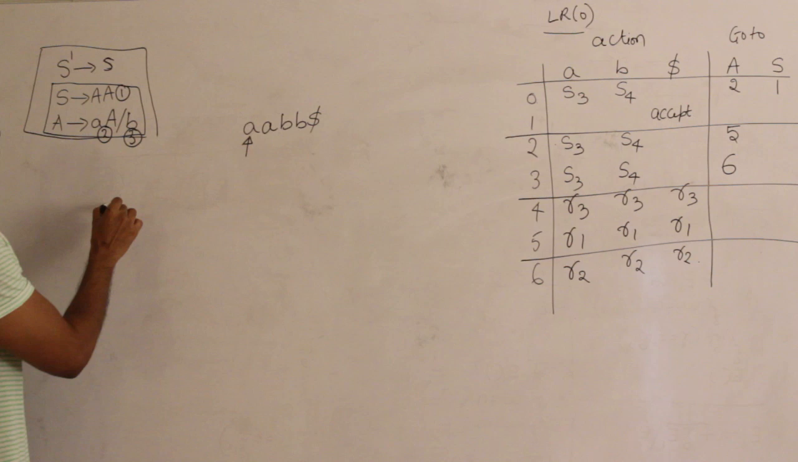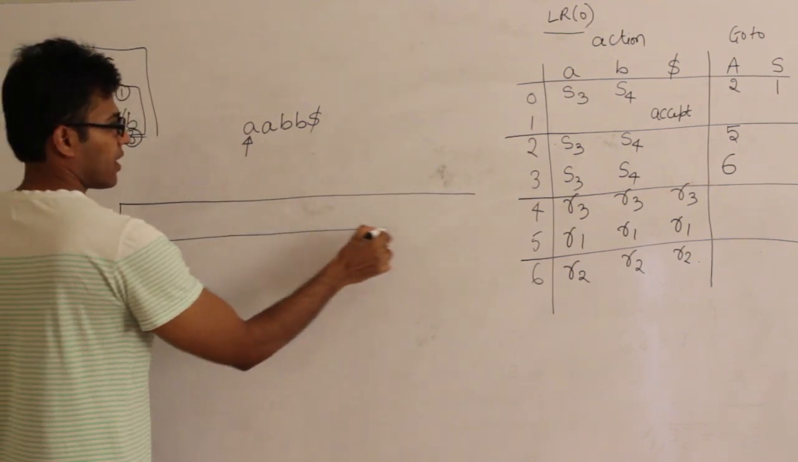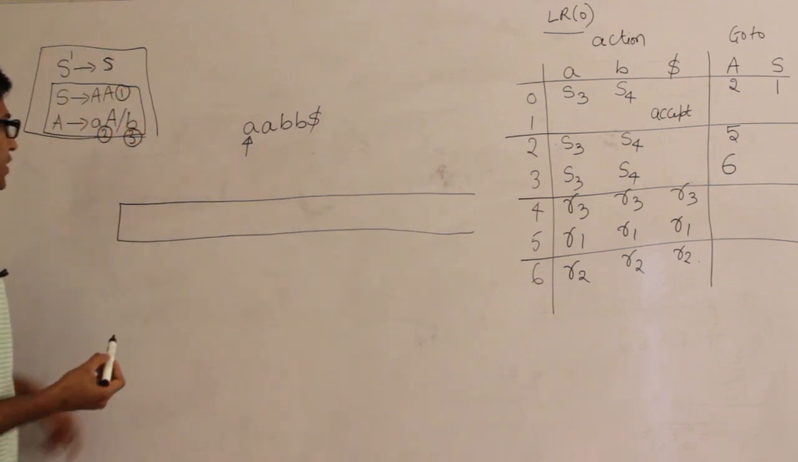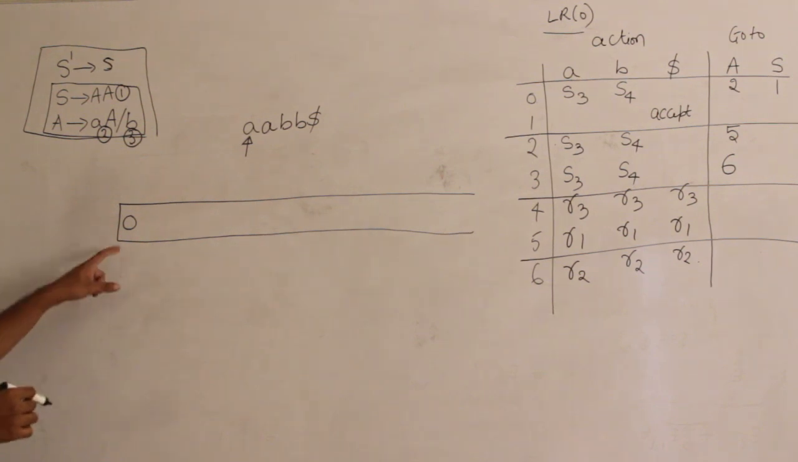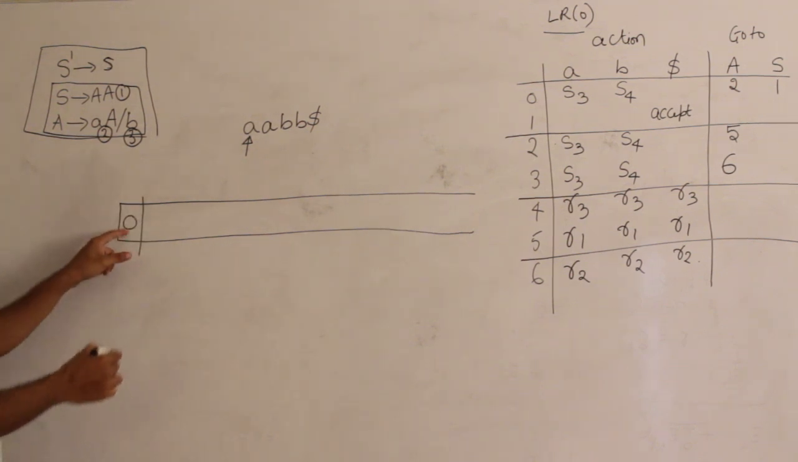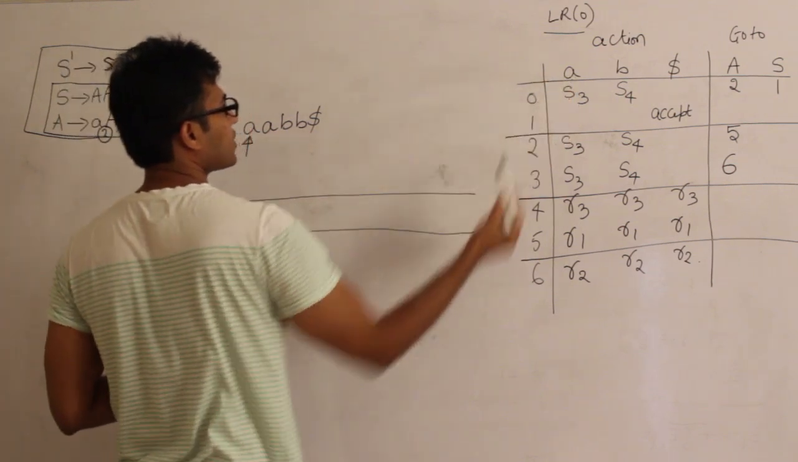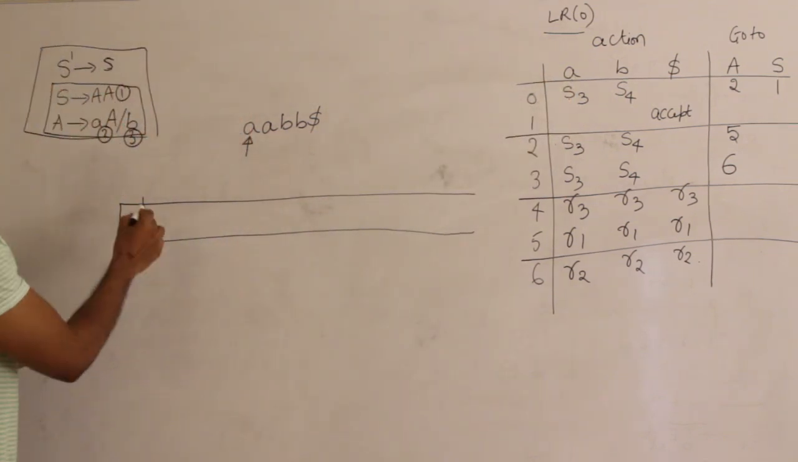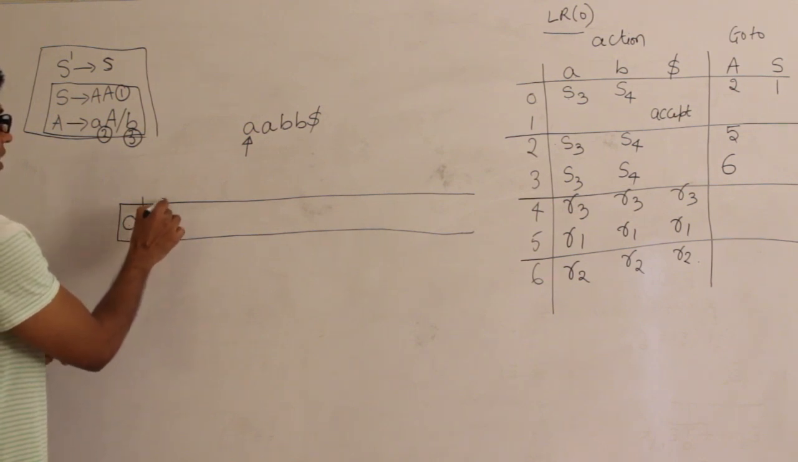Okay, so we are going to have a stack. Let's say this is the stack, and you have to follow this example very carefully. First thing is, always the top of the stack will contain a state, and the first state I am considering is 0 because that is the starting state. Now I'll be in 0 and I'll see a. So 0 on small a is shift 3, which means shift the a and then 3.